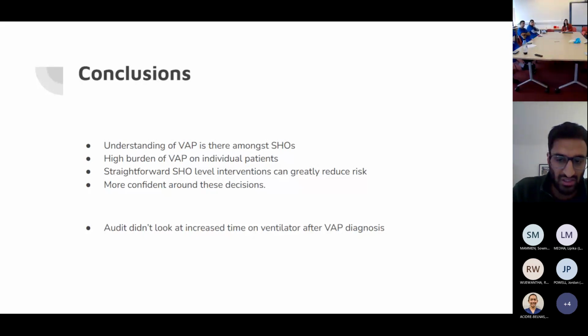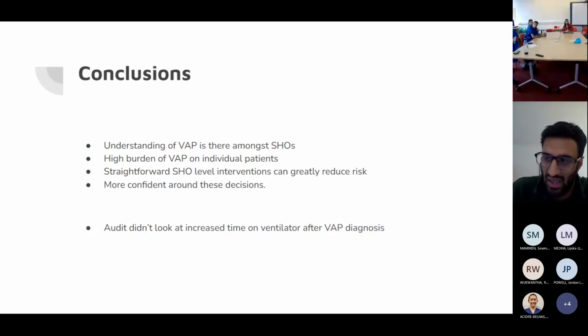So just on the next few days that you guys are going around, just try and have it in the back of your mind that VAPs can cause significant mortality and morbidity to patients, and by undertaking some pretty straightforward SHO level interventions, we can take big steps to minimizing those risks. And basically, we should just be a bit more confident going around making those decisions.